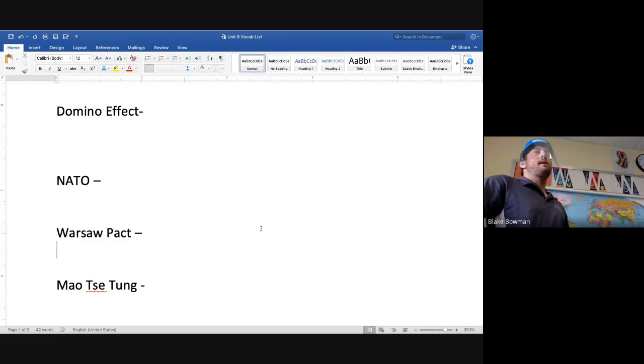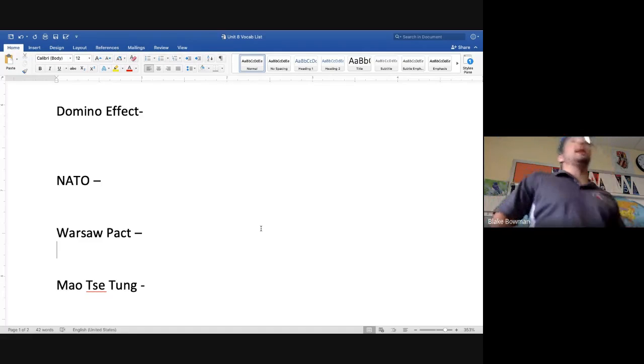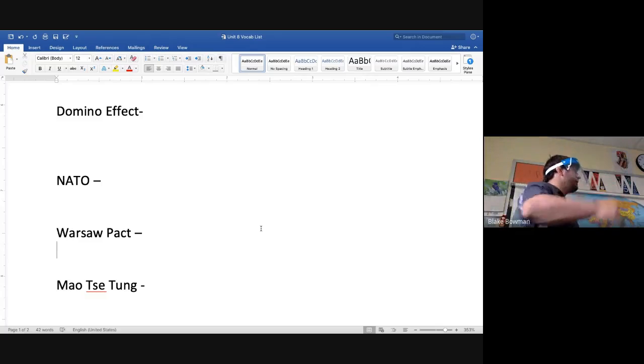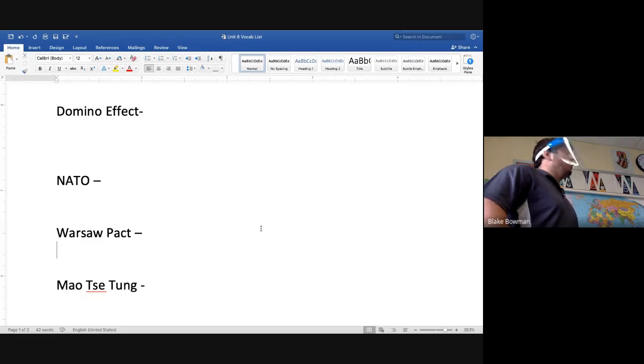Domino effect. What do we have for the domino effect? Andrew, what do you have, buddy? A domino effect or chain reaction is the cumulative effect produced when one event sets off a chain of similar events. Yeah, good job. And this is how they describe the spread of communism at the end of World War II. So once one country falls, it's inevitable, really, that communism spreads to another country, and another. So we're going to talk about that today, especially with China.